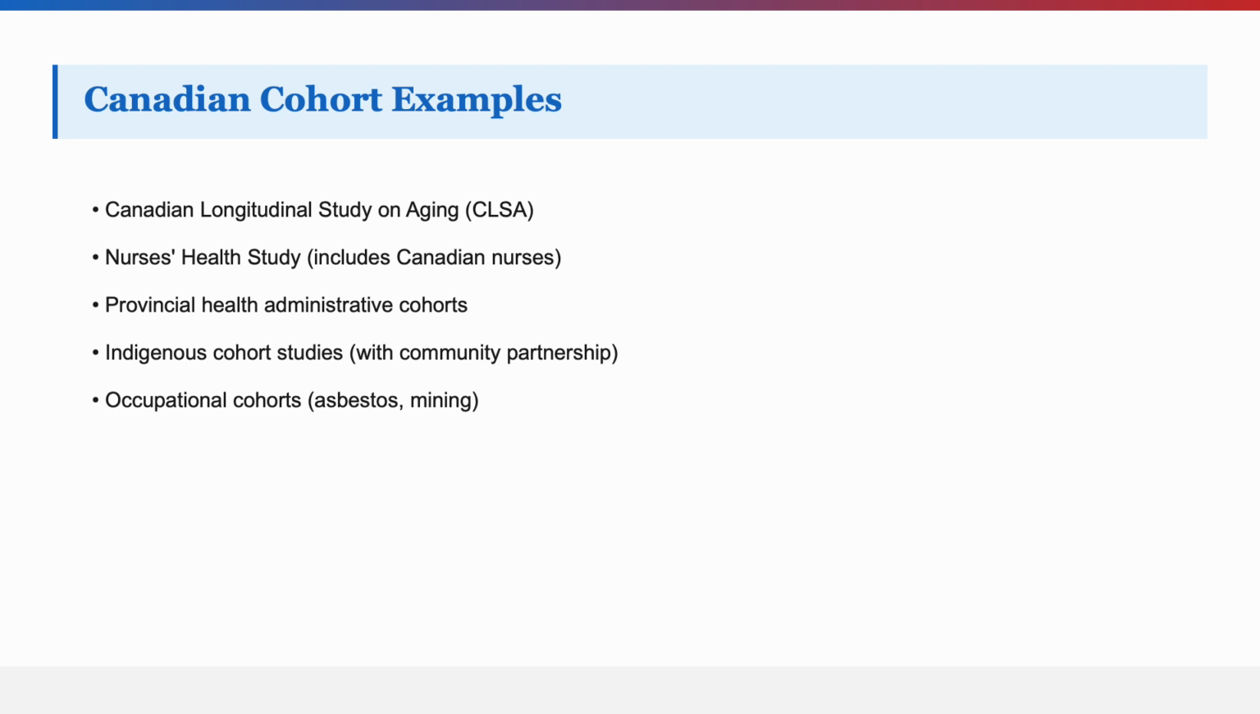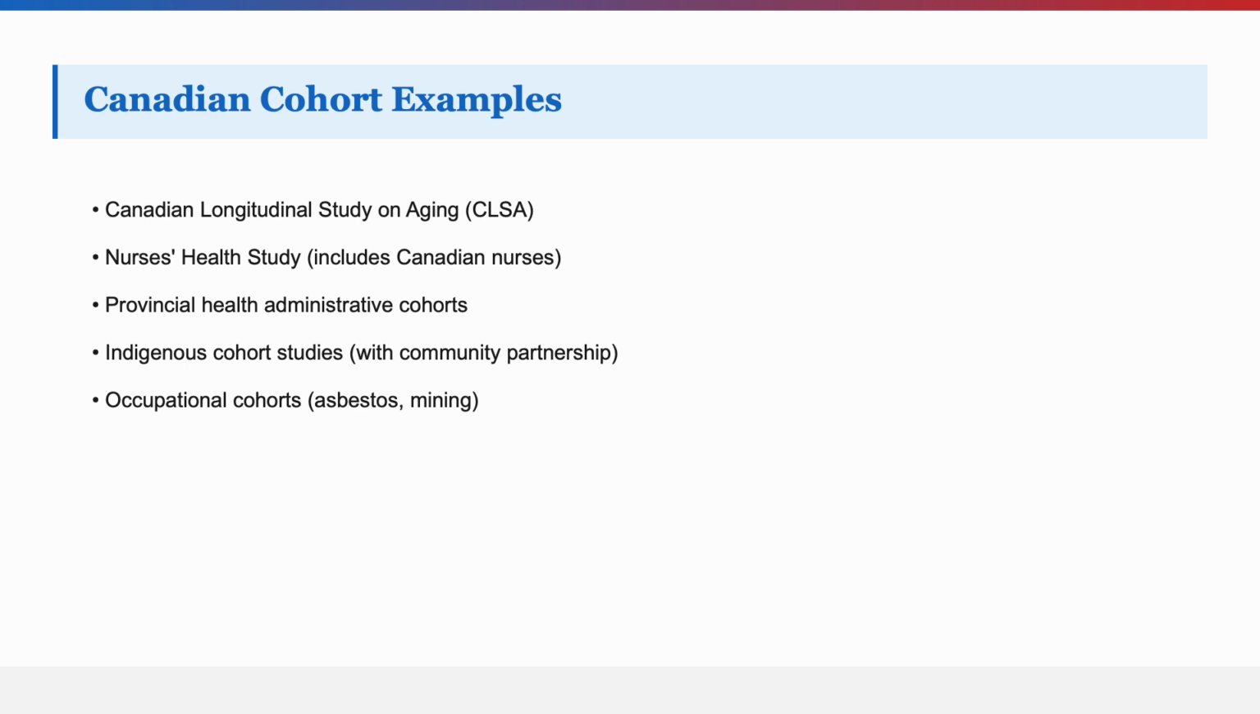Canadian nurses participate in the Nurses' Health Studies based at Harvard. These cohorts have been instrumental in understanding hormone replacement therapy, diet, and chronic disease risk. Provincial health administrative databases function as population-based cohorts. Everyone in Ontario with a health card is in a cohort that can be followed through hospital records, physician visits, and prescriptions. This administrative data supports retrospective cohort studies.